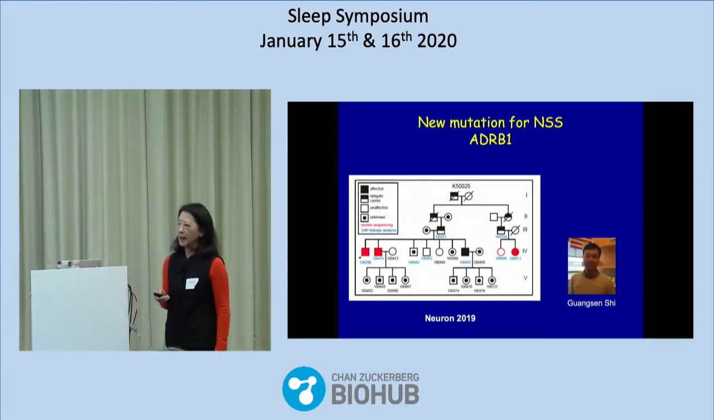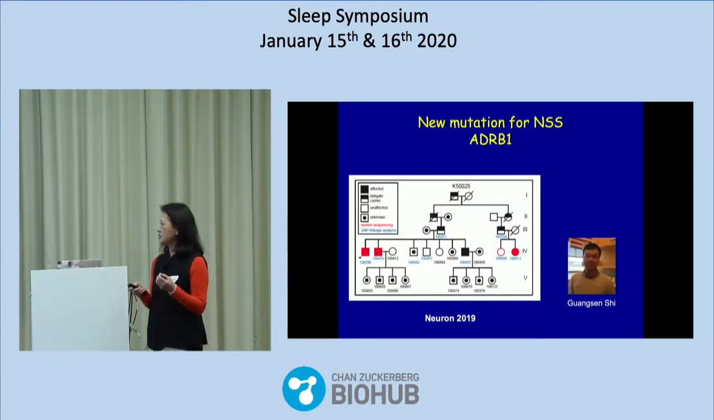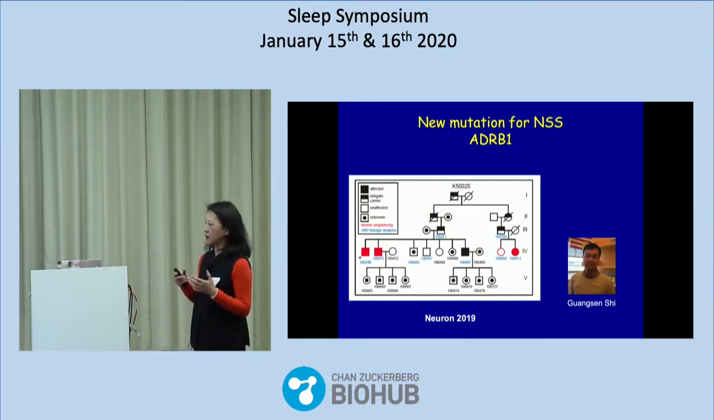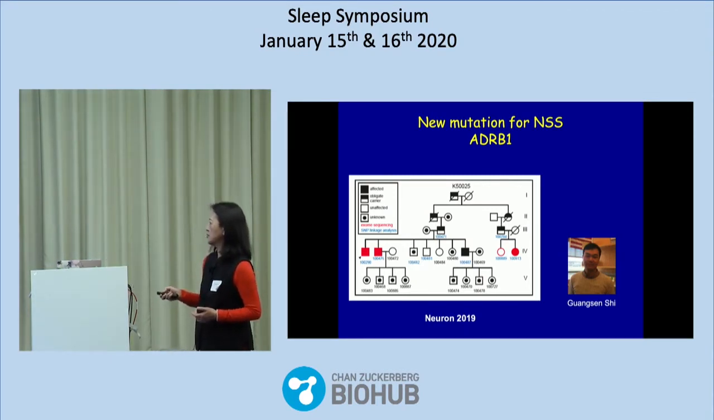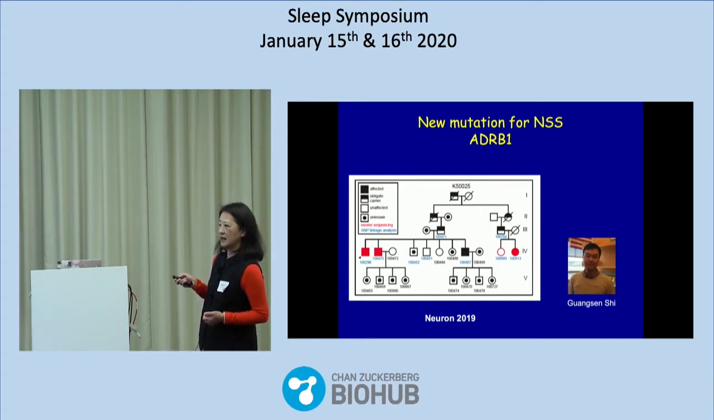So we have three genes published so far, and today I just want to focus on one story, because what we do with each gene really depends on what gene it is. It could be very different, and I think it would be good for me to just focus on one gene. So 10 years after we published the first mutation, we published the second mutation that was identified in the gene called ADRB1. It encodes for adrenergic receptor beta-1, and this project was done by Guangsheng Shi, and he's here today, a very outstanding postdoc.